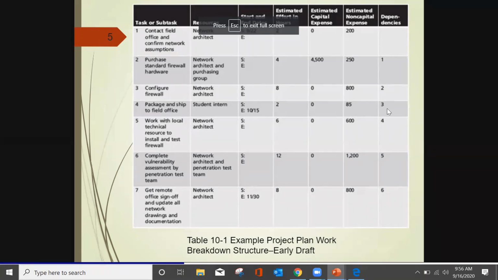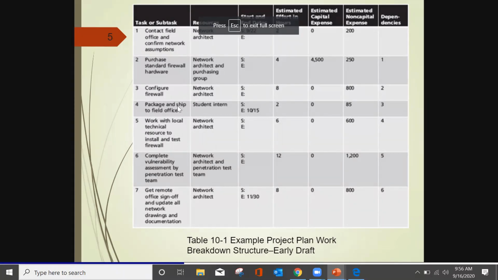But remember, all these three things must be done in order, right? In order for me to do task 2, which task should I complete? I need to complete task 1, correct? Then in order for me to configure the firewall, I need to finish task 1. So task 2 depends on task 1. Similarly, task 3 depends on task 2.